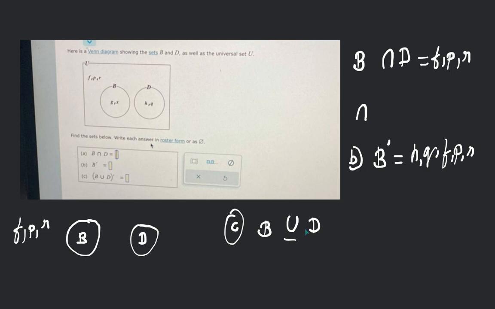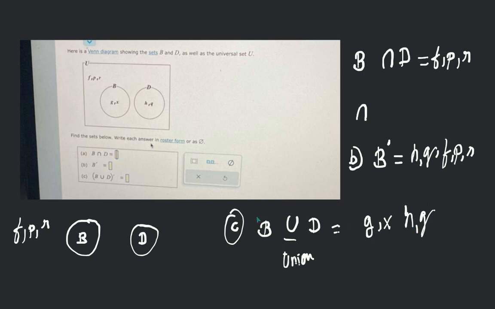This symbol is called union. Union means elements that belong to set A or set B. So in set B we have G, X, and in the other set H and Q. Union means combining these two. So we have G, X, and H, Q, right? Yes.